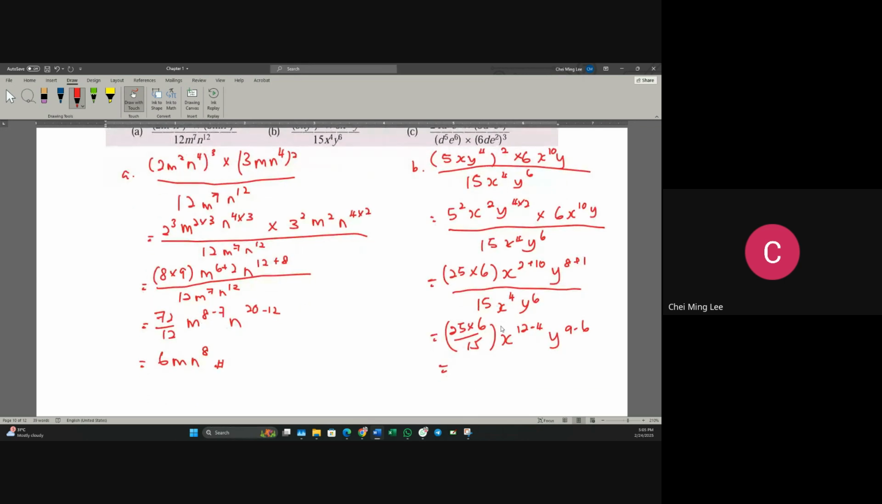This one should be 5. This one left 3. 3, 6 become 2. 2 times 5, 10. 10x to the power of 8, y to the power of 3.